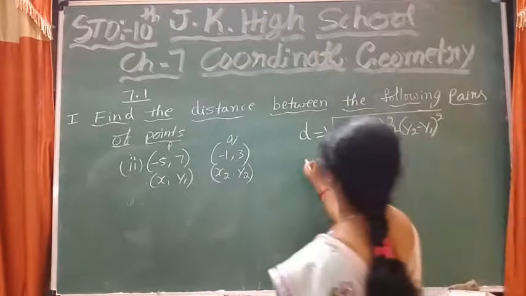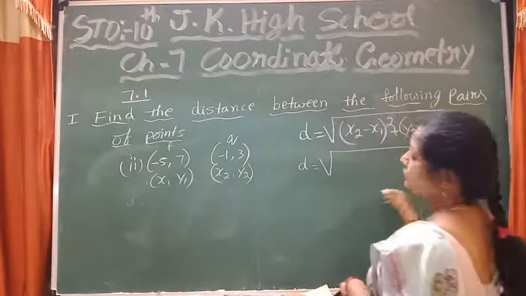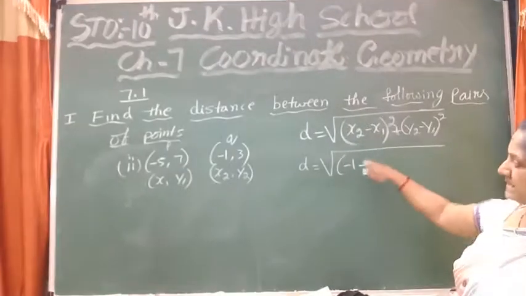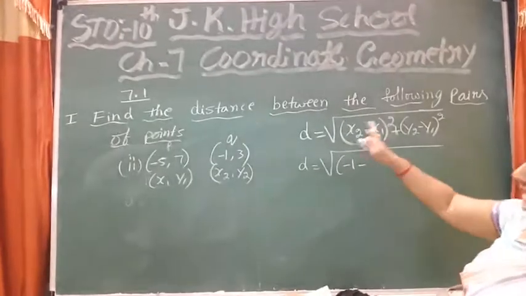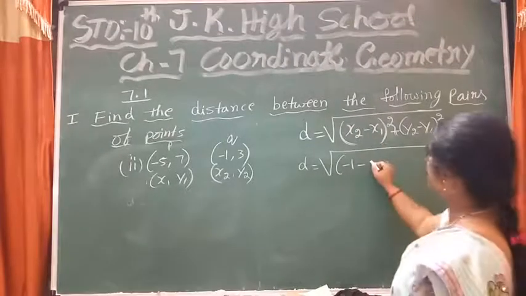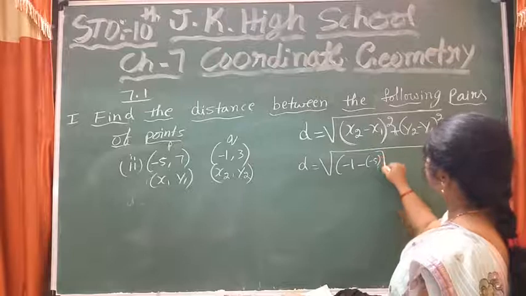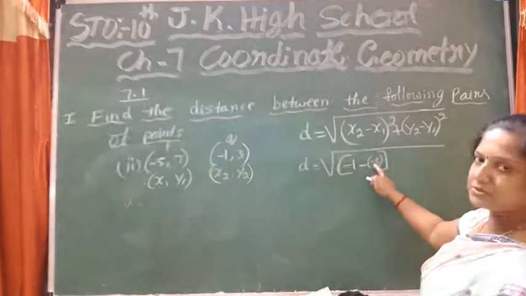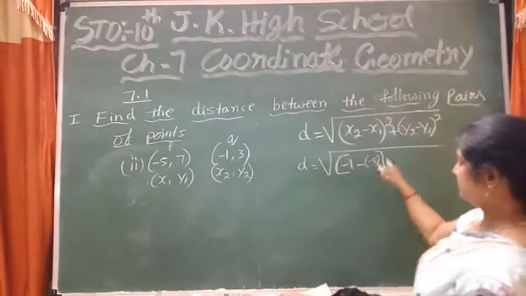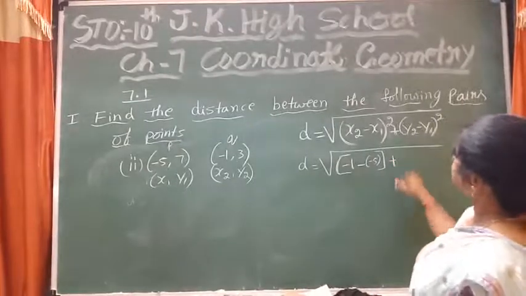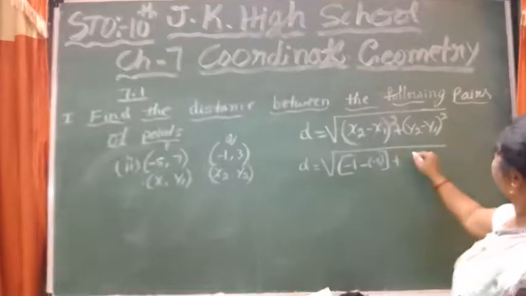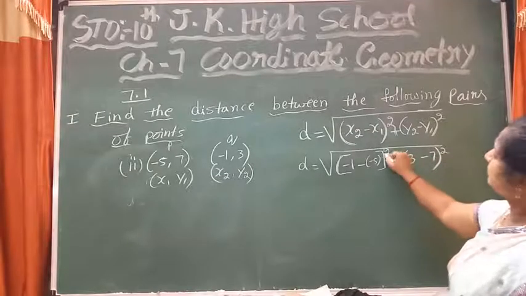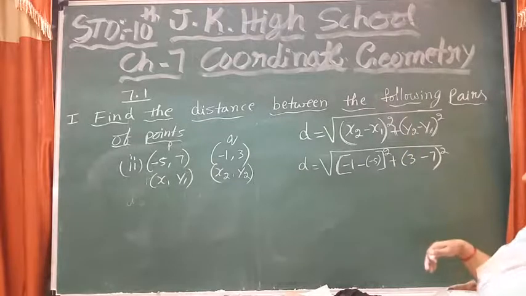So substitute the values now. That is, x2 means minus 1, the value of x2. The minus is there in the formula, as it is you write it, and the x1 value is once again minus 5. So minus 5. So change the bracket: whenever 2 signs come together, you write a small bracket, and the other bracket you change to a big bracket, as I have written now. Next, the y2 value is 3 minus the y1 value 7 whole square. Here also power 2. It is there in the formula, so you have to write power 2.